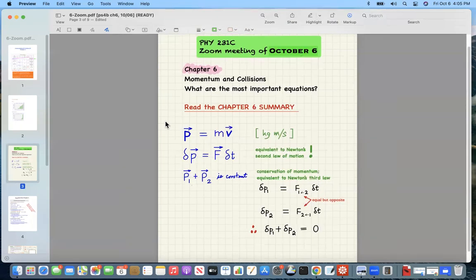Chapter 6 is a little less important. Why do I say it? Well, we're going to be using the concept of energy throughout the rest of the semester. Chapter 6 is about momentum. We won't be using momentum so much throughout the rest of the semester, a little bit, but energy we'll be using a lot. So chapter 5 is really important. Chapter 6, not so important.